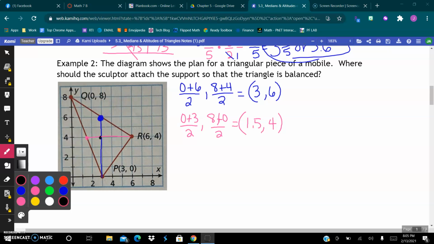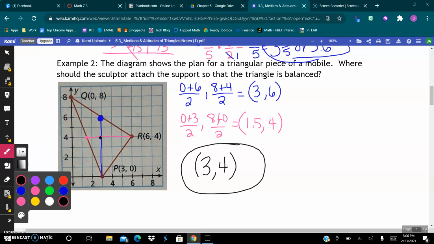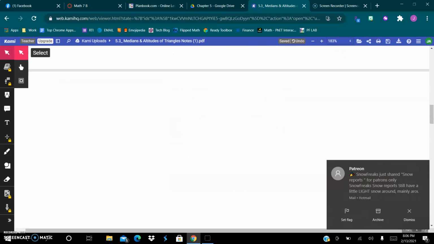So the centroid there is at the black dot, and the coordinates of that point would be 3, 4. So that is where they would want to attach a support so that the triangle would be balanced and lay flat. Okay.